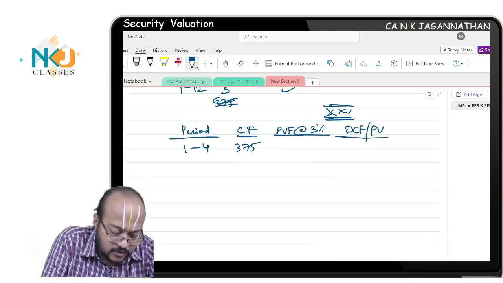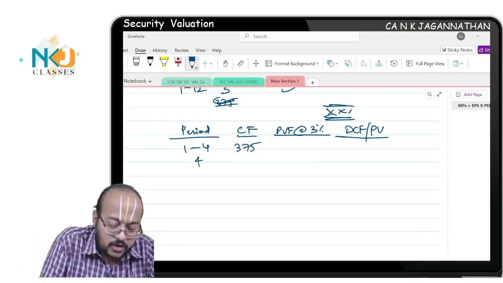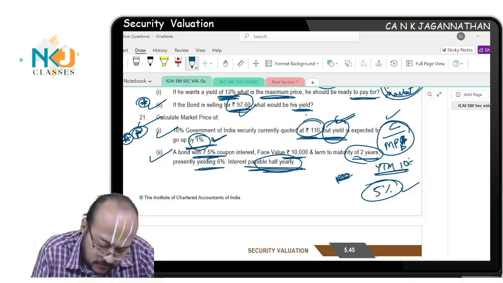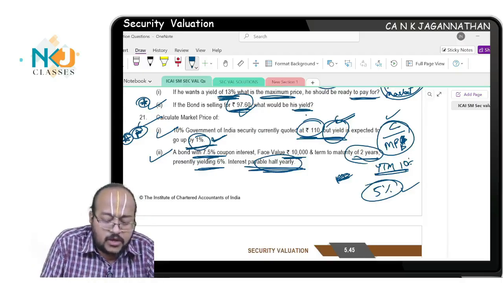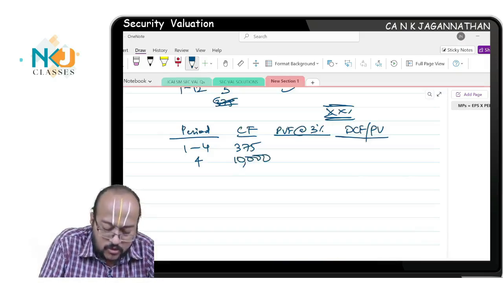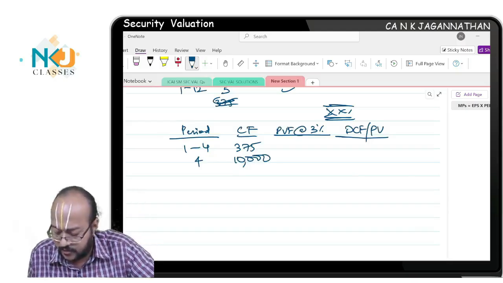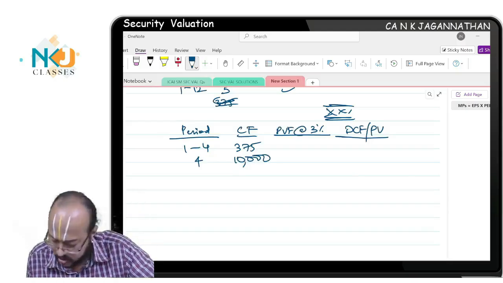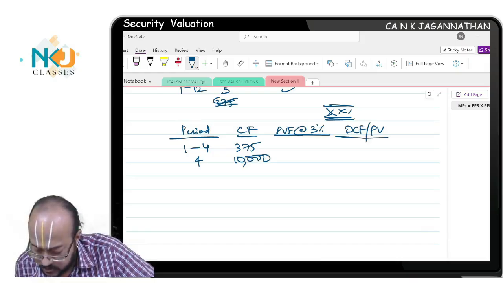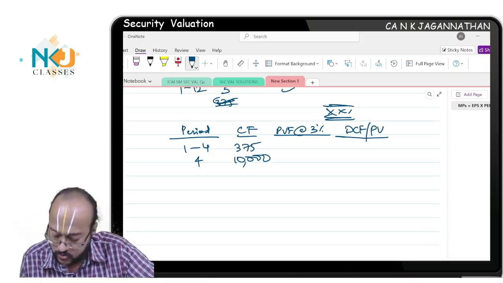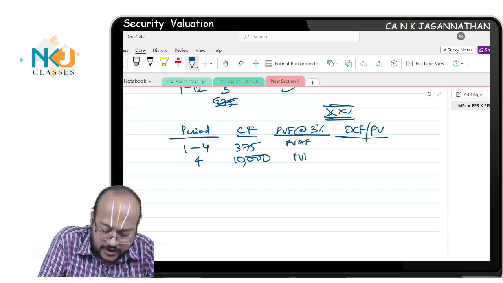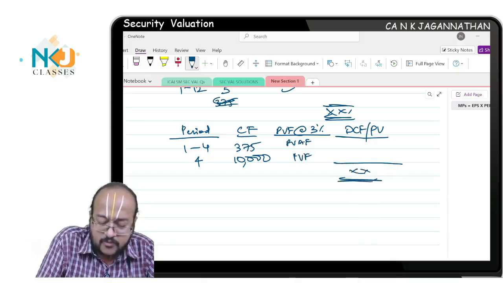How to find the discounted cash flow, or present value, of this bond? Very simple: periods 1 to 4, and at the end of period 4 the cash flow is 375. What is the redemption value? Nothing is given, so assume it is at face value, 10,000, which will be redeemed. Now the present value factor at 3% is 1 divided by 1.03. You have to find the present value annuity factor and the present value factor, and then discount. You will get the value of the bond.